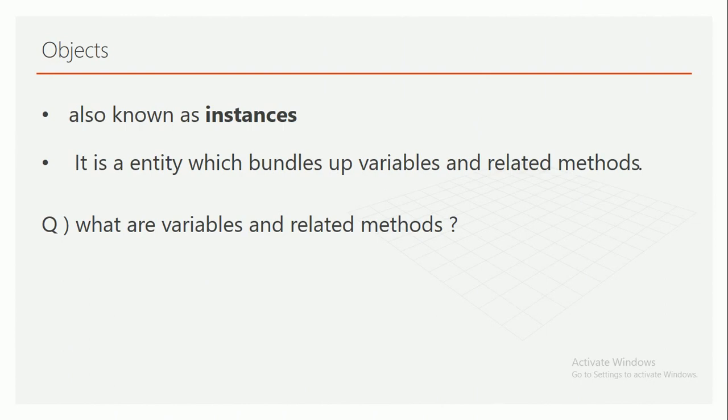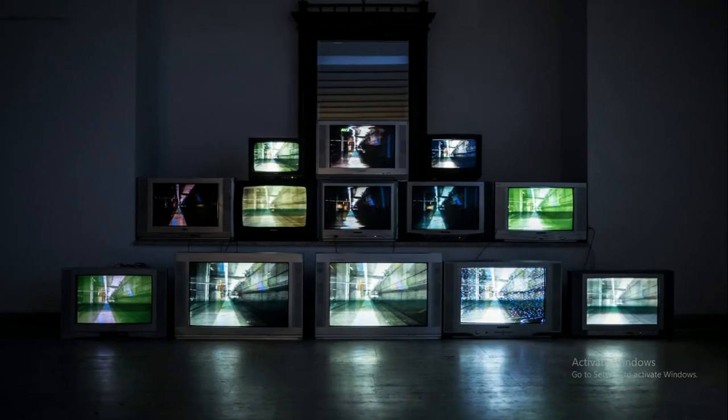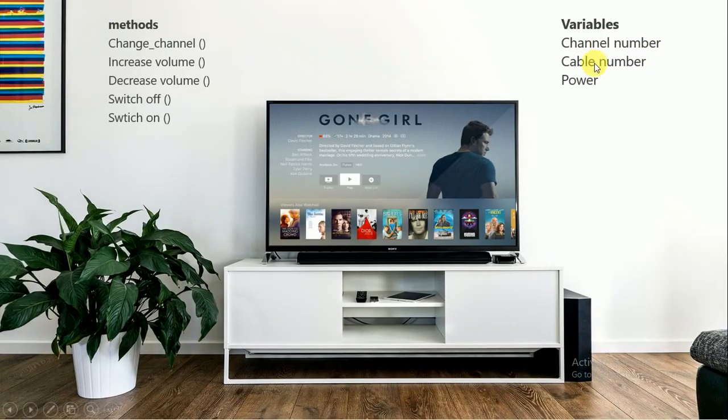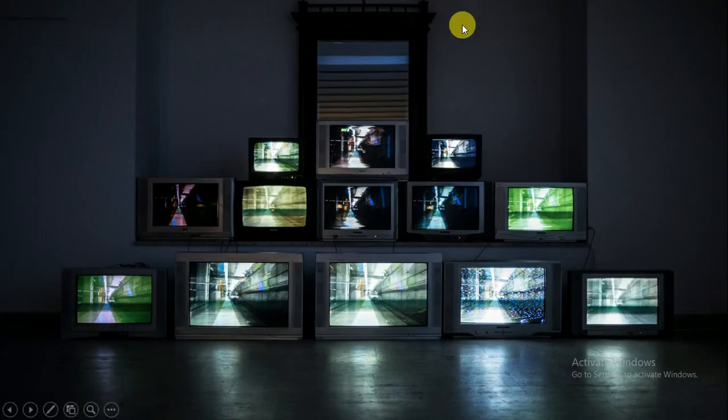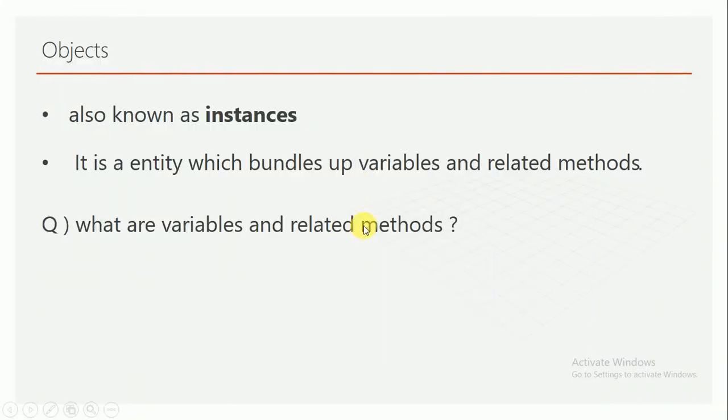Objects are also called instances. You can write these down in your copy while I am explaining. An object is an entity which bundles up variables and methods, which I have told you about. We only want to bundle up related methods, which means that a television doesn't have a method to check the mileage of a car. It only has methods which are related to the TV. So it consists of related methods.